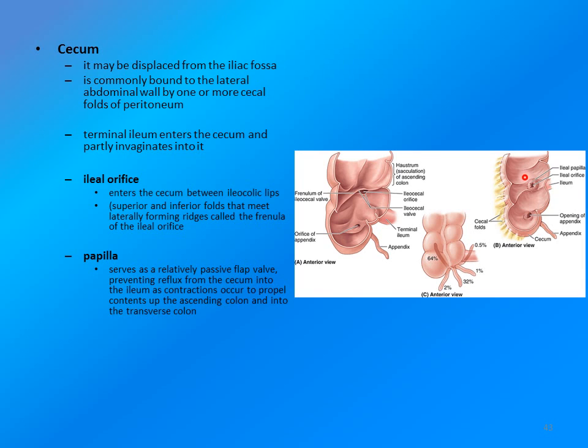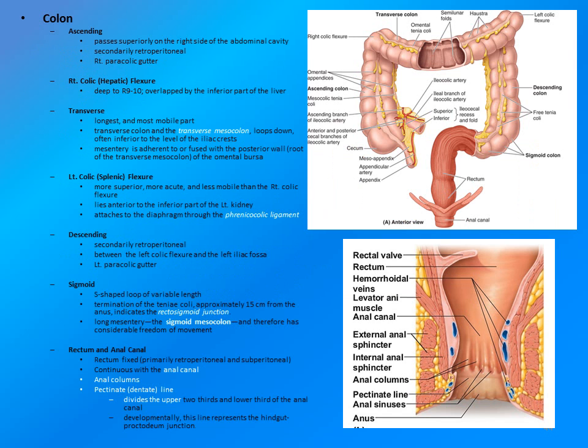Here you see a better image of the ileal papilla and the ileal orifice. Here's the opening to the appendix. As we've already mentioned, the colon has regions to it. It has the cecum and ascending colon, the right hepatic flexure, transverse colon, left colic flexure or left splenic flexure, descending colon, sigmoid colon, and the rectum with the anal canal.